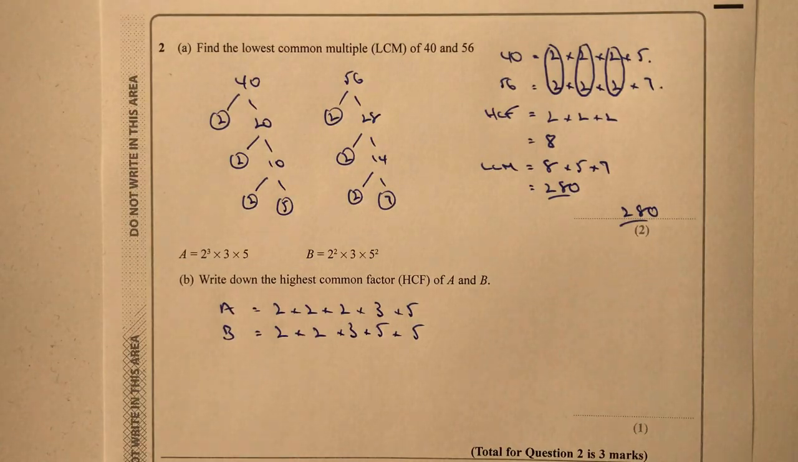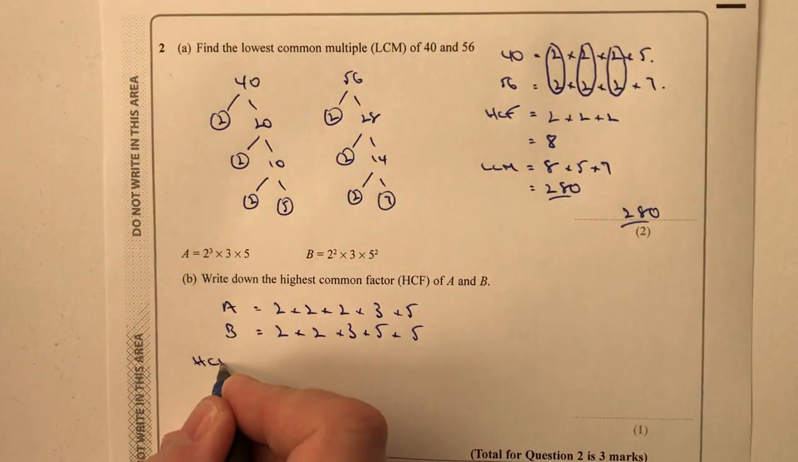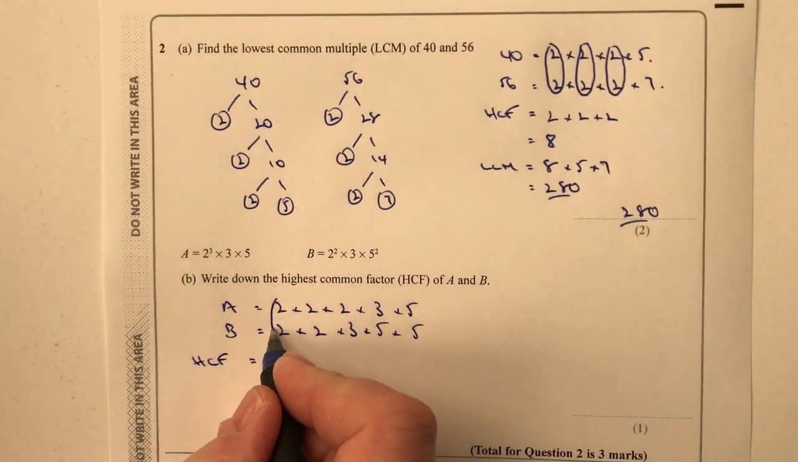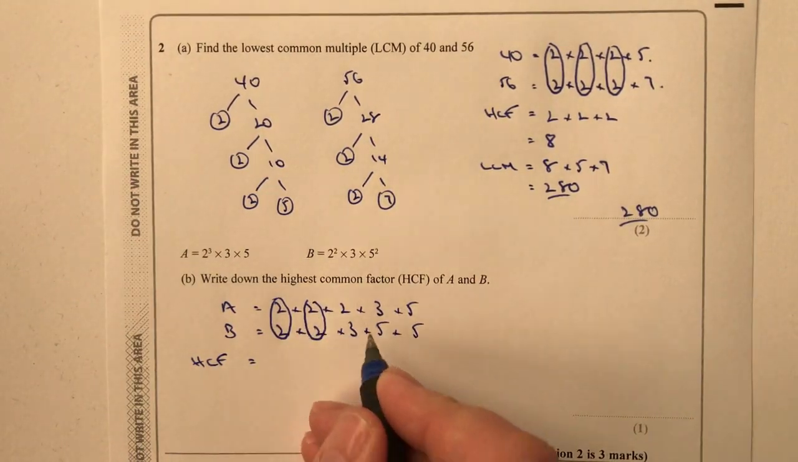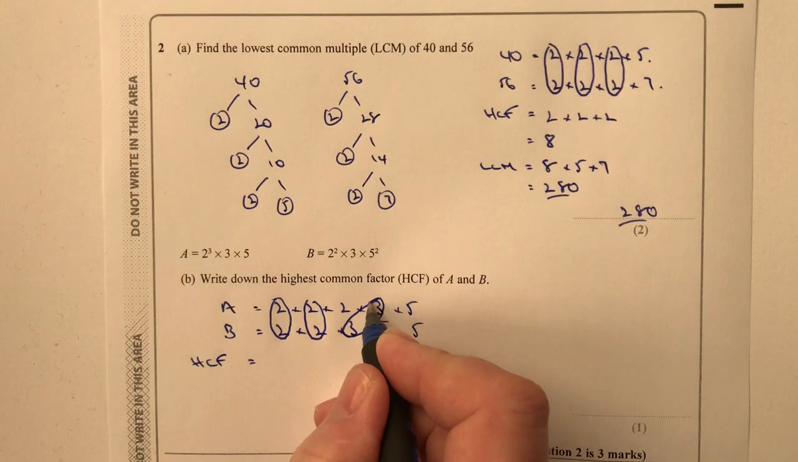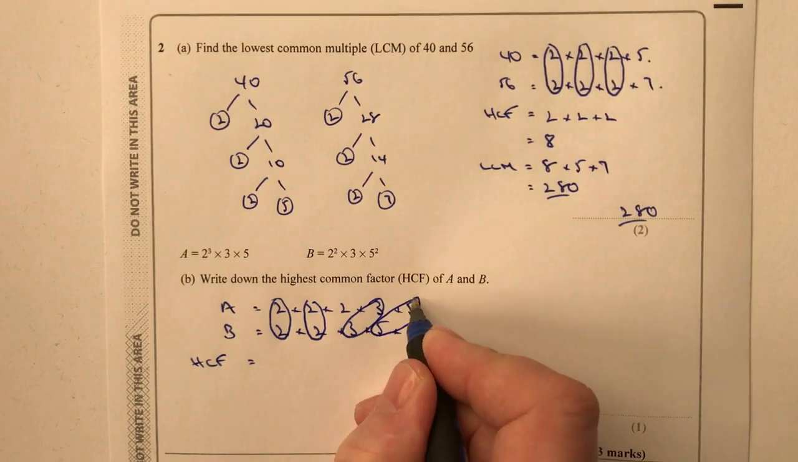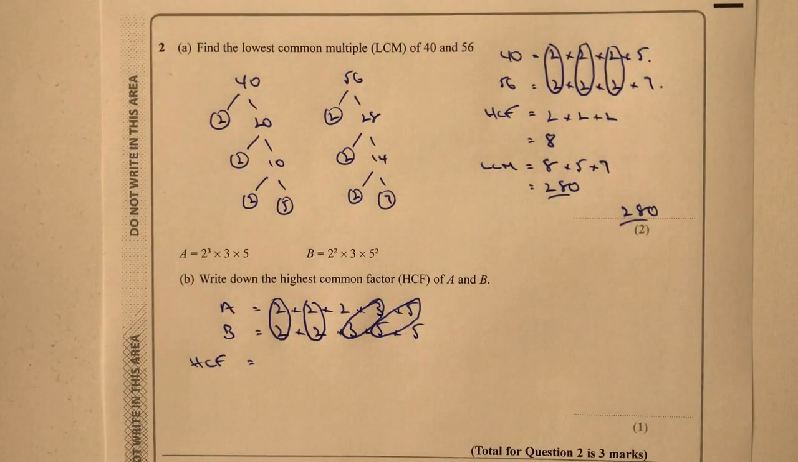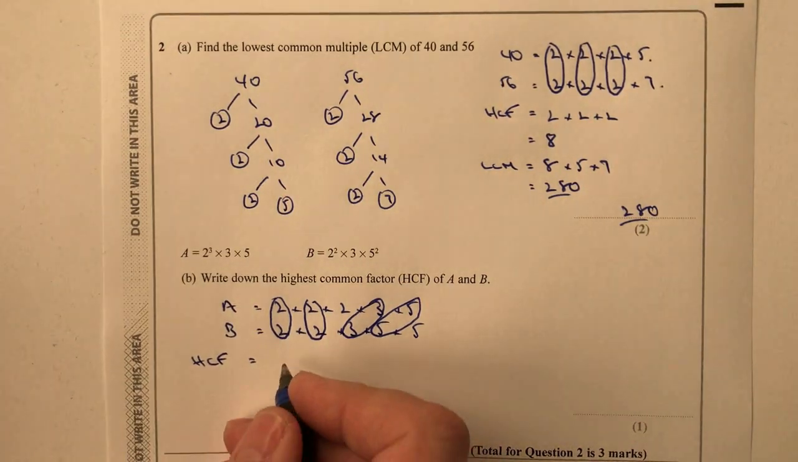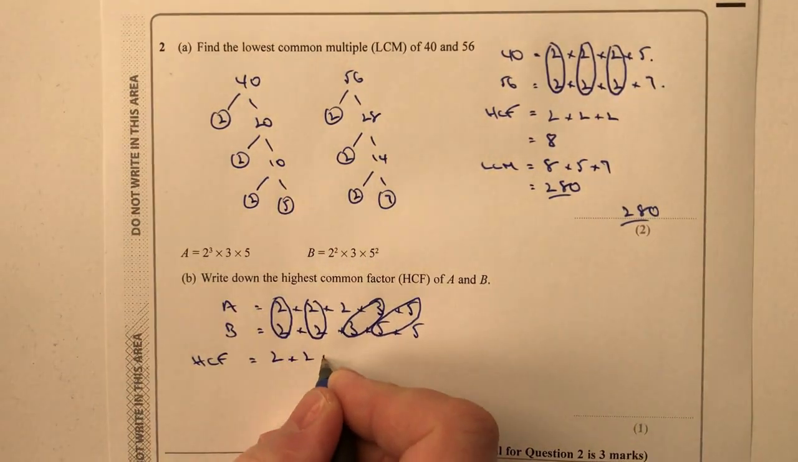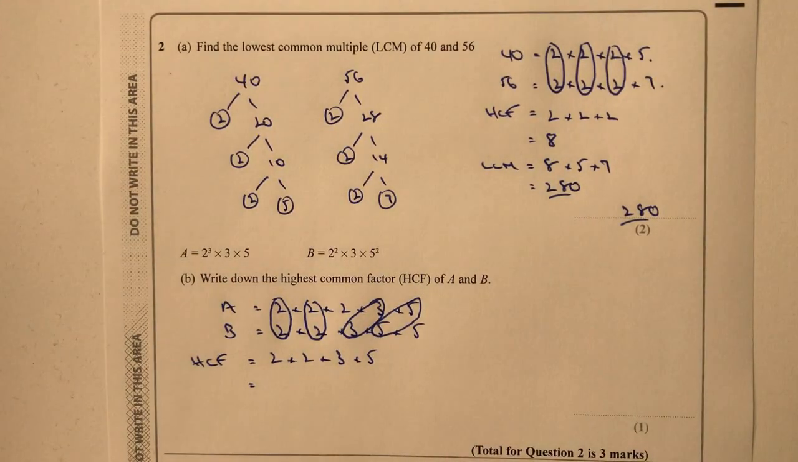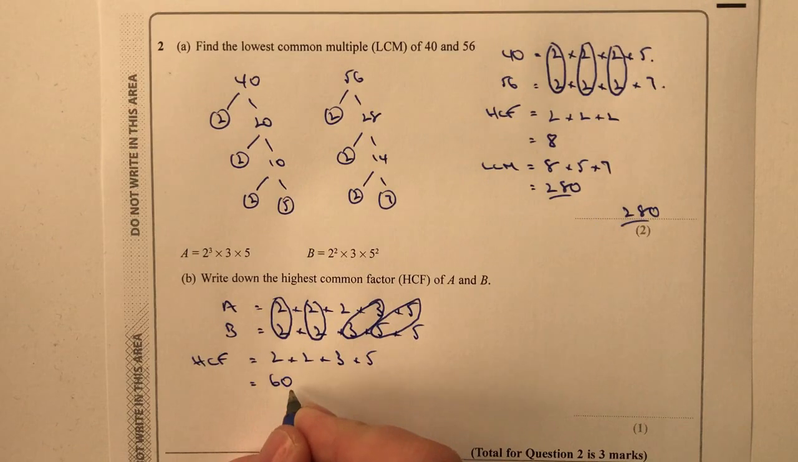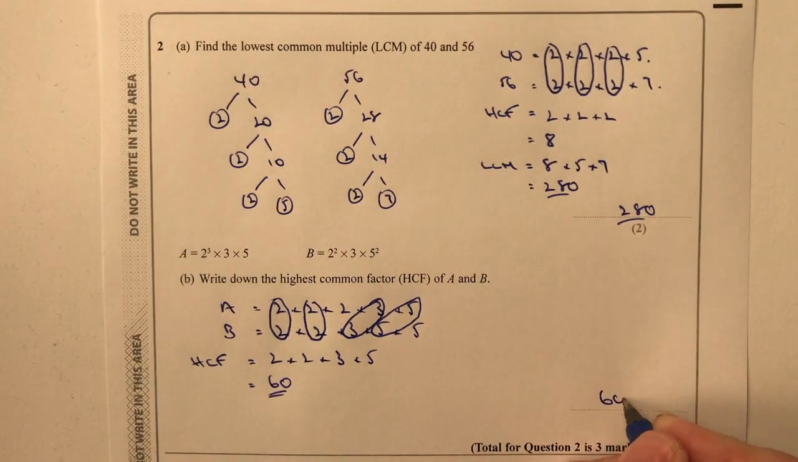And then really, as we did before, the highest common factor is the factors that are common. So 2, 2, and then this time I've got a 3 over there and I've got a 5 over there. So if I want to work out the highest common factor of A and B, I'm simply going to do 2 times 2 times 3 times 5, and if I work all of that out, it's going to give me 60, and that would be the answer to this question.